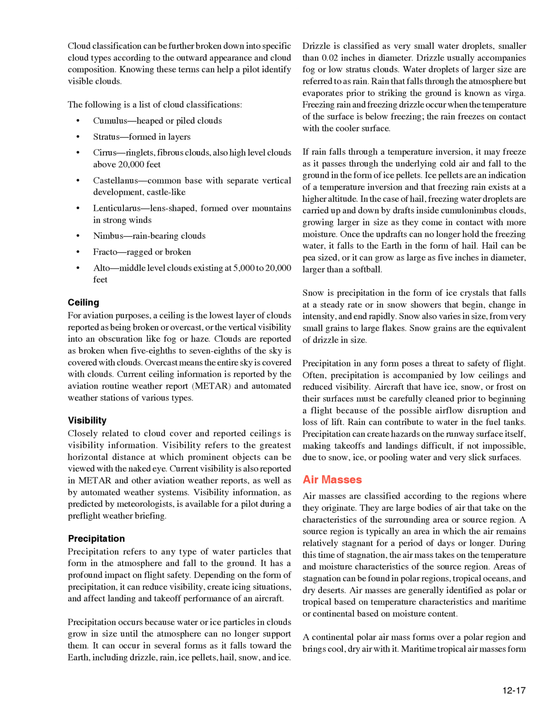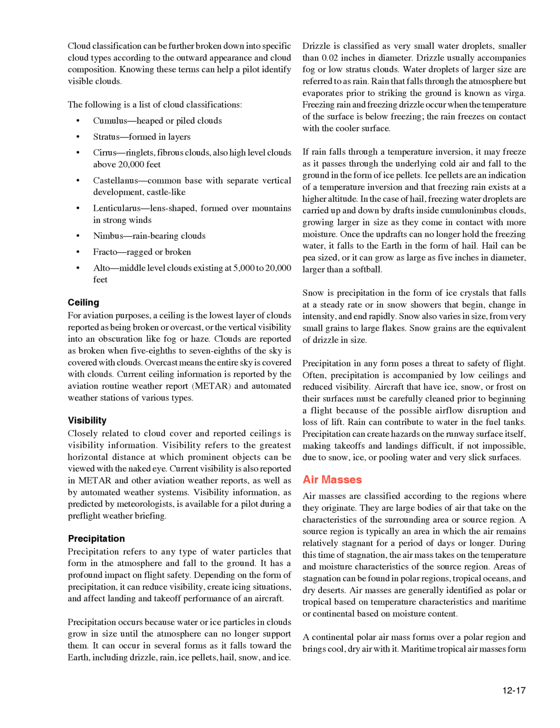Cloud classification can be further broken down into specific cloud types according to the outward appearance and cloud composition. Knowing these terms can help a pilot identify visible clouds. The following is a list of cloud classifications: cumulus, heaped or piled clouds; stratus, formed in layers; cirrus, ringlets, fibrous clouds, also high-level clouds above 20,000 feet; castellanus, common base with separate vertical development, castle-like; lenticularus, lens-shaped, formed over mountains in strong winds; nimbus, rain-bearing clouds; fracto, ragged or broken; alto, middle-level clouds existing at 5,000 to 20,000 feet.